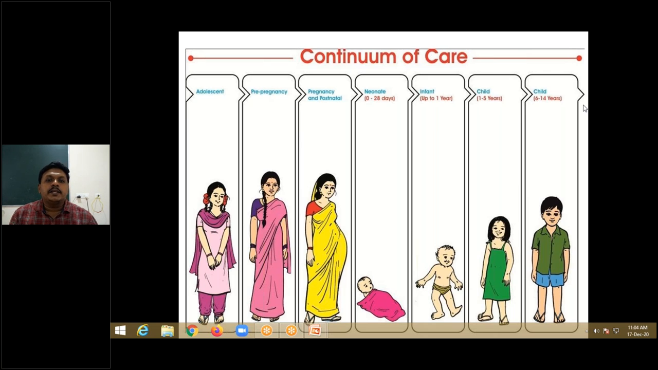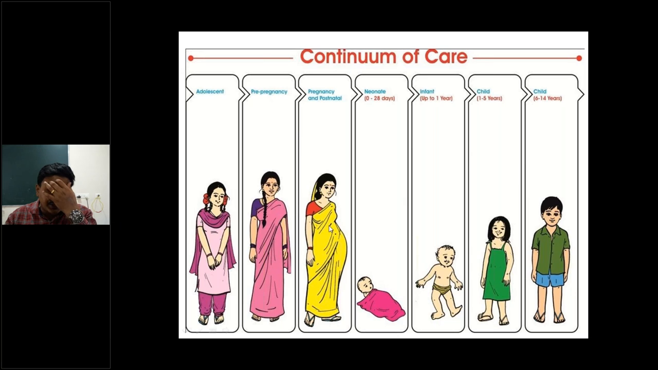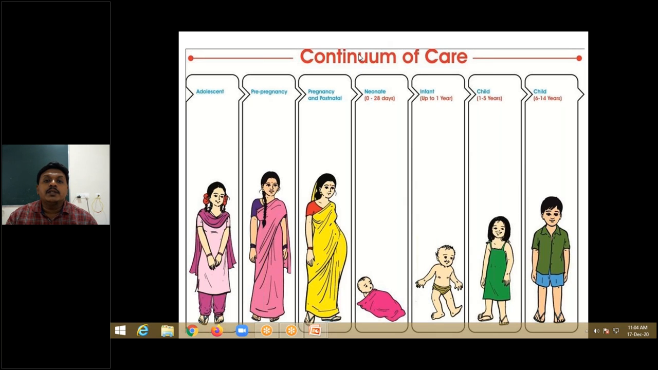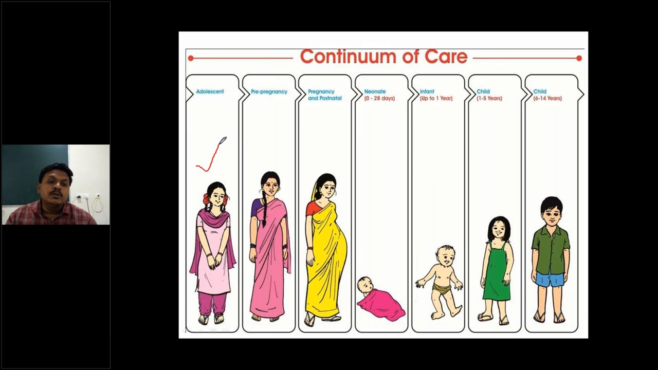Excellent, Gayatri. Excellent. So are you able to understand? That is the importance of adolescent health care. That's why this program has been implemented. So it is in a continuous life cycle. That's why firstly, you have to take care of adolescent people.